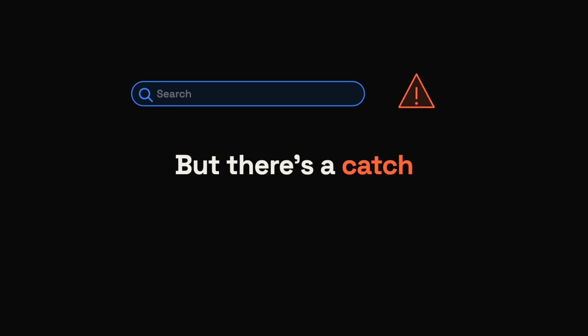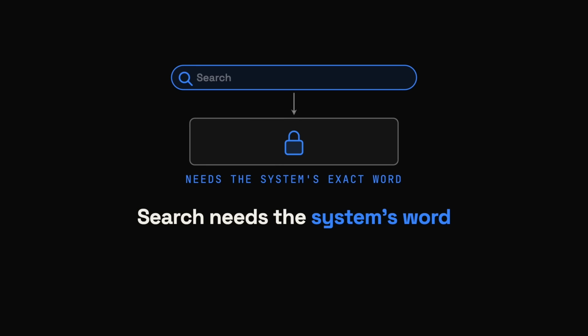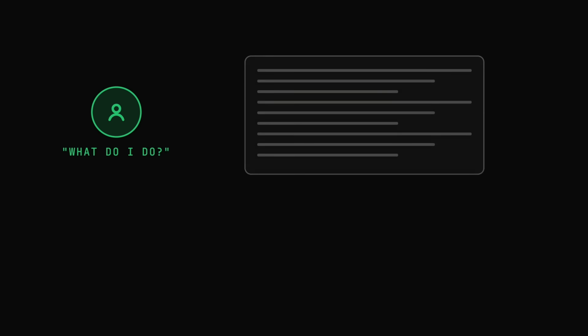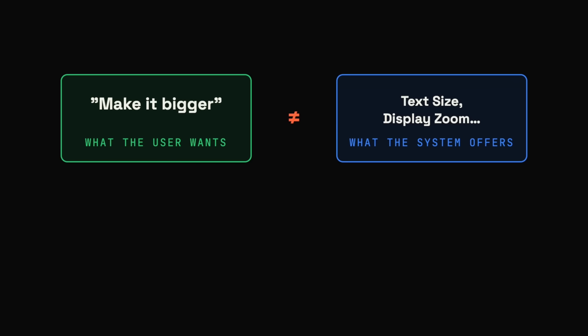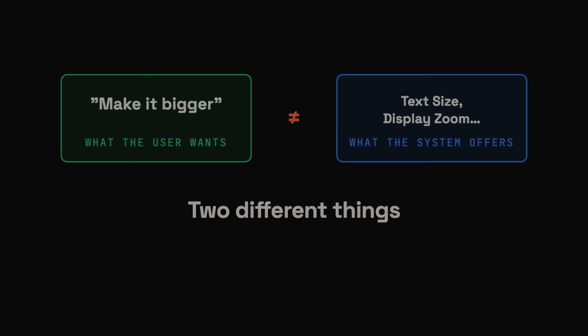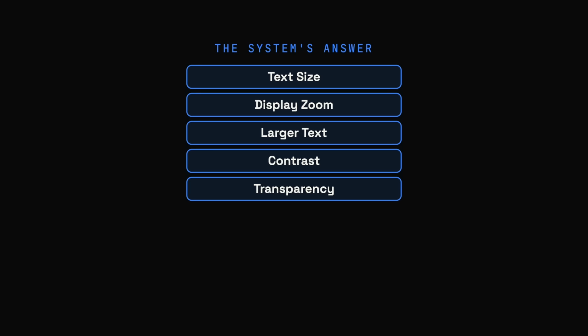However, there is one key thing that we have to always keep in mind when it comes to search. Search only works once I know what the system calls the thing I want. A simple example may help here. If a user came and said, well, I have this device and the text there is very hard to read, what do I do? What the system offers and what the user wants are two different things. The system offers text size, display zoom, larger text, controls for things like contrast, transparency. So, based on that, in theory, the solution is there.